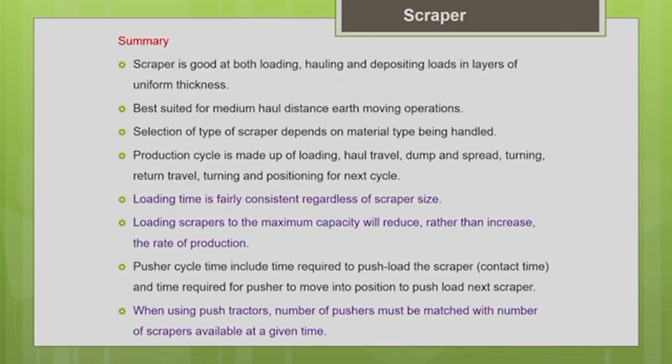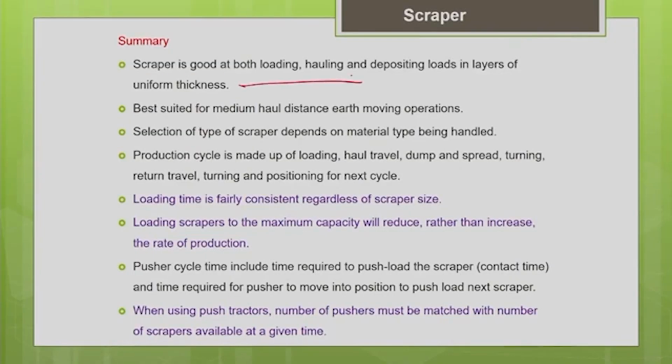Now let me summarize whatever we have discussed in this lecture 11. We know that the scraper is good at both loading and hauling, and it can dump and spread the material in layers of uniform thickness. That is an advantage that makes it more versatile. Your dumping and spreading can be done in one continuous operation. It is best suited for distances up to 1000 meters. Your scraper's economical haul distance is up to 1000 meters, so it is more preferable for projects like roads and dams.